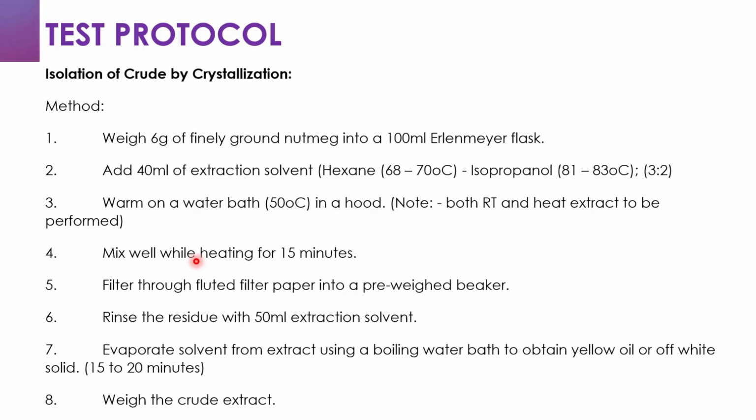After heating for 15 minutes, we filter through fluted filter paper into a pre-weighed beaker. After that, we rinse the residue with 50 ml extraction solvent. Then we evaporate the solvent from the extract using a boiling water bath to obtain yellow oil or off-white solid for about 15 to 20 minutes. And finally, we weigh our crude extract.